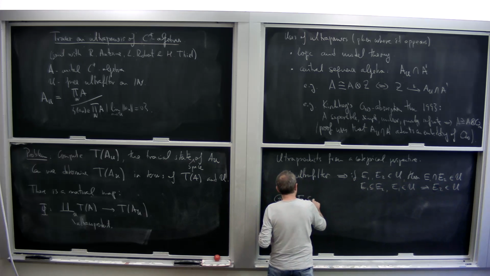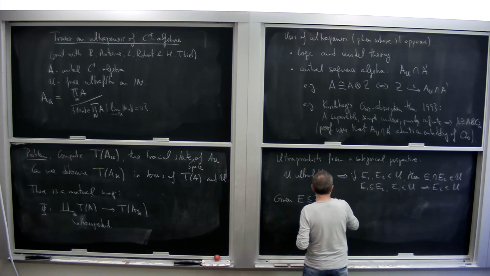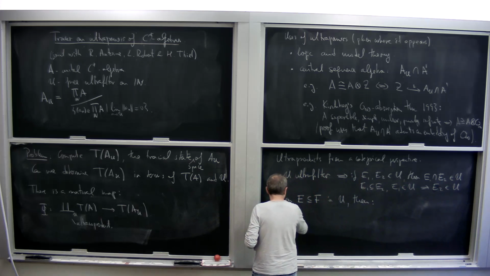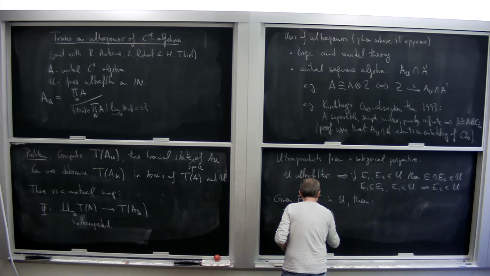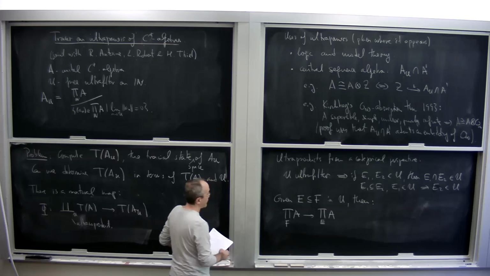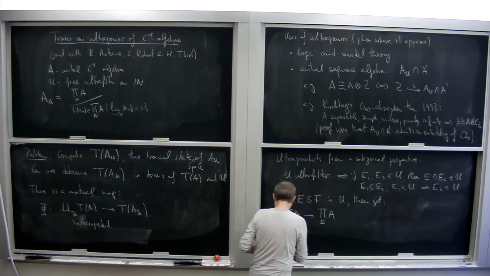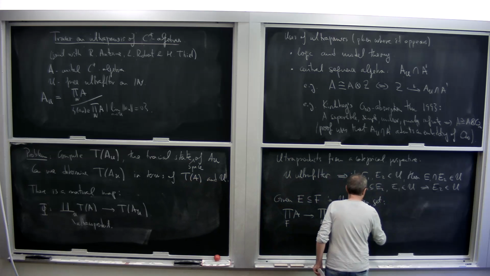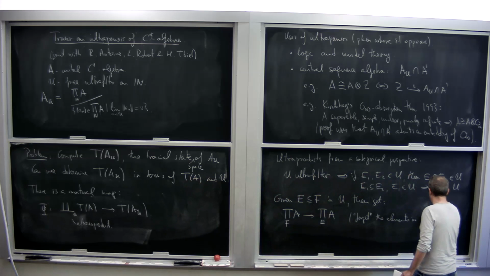Okay, so now if we have E included in F, say in the ultrafilter, then we get a map from the product of A indexed by F to the product of A indexed only by E, right? So then we get this. And we simply forget the elements in F.